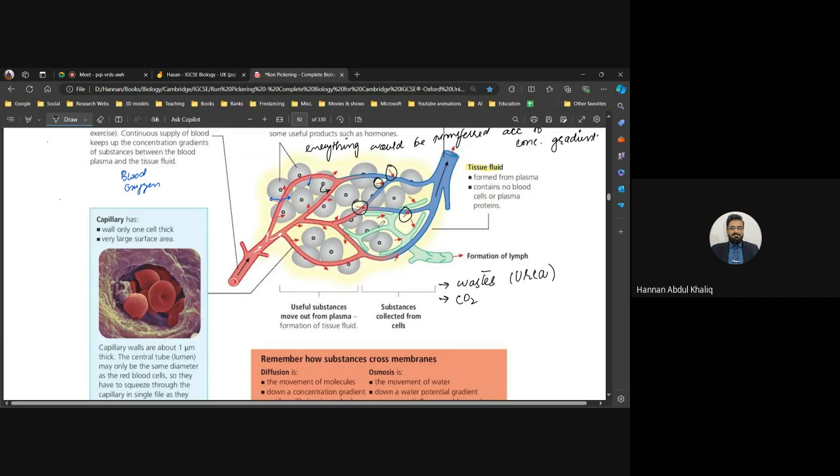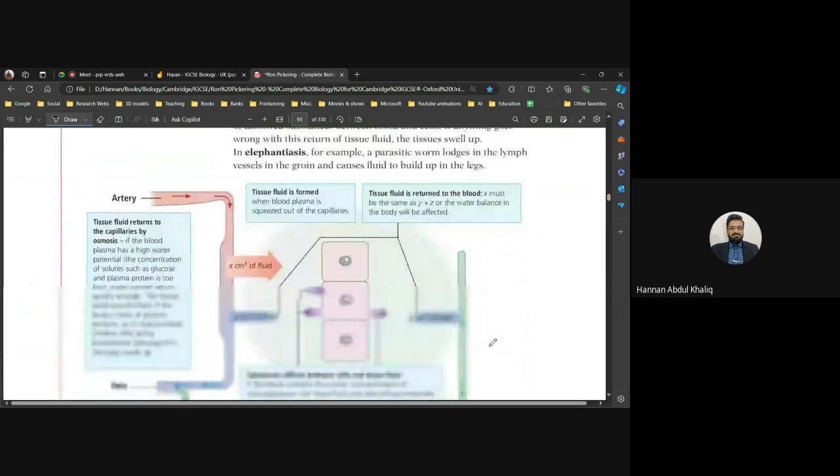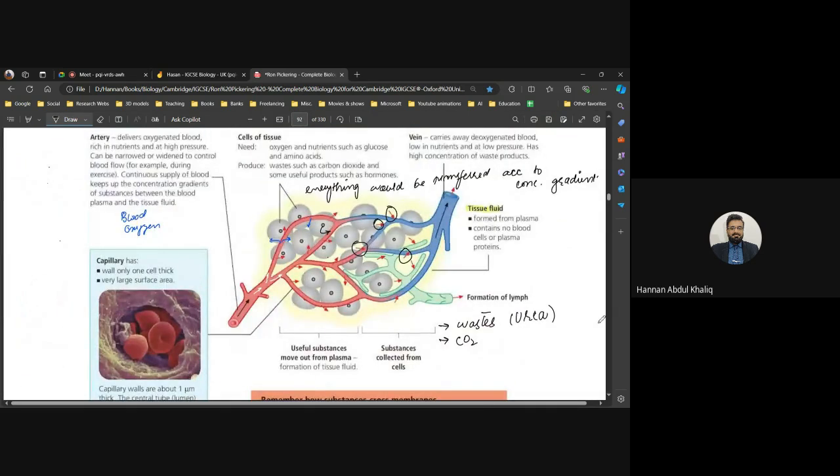So this is how the exchange of substances occurs. Understood? Yeah. Anything you want to repeat? No.